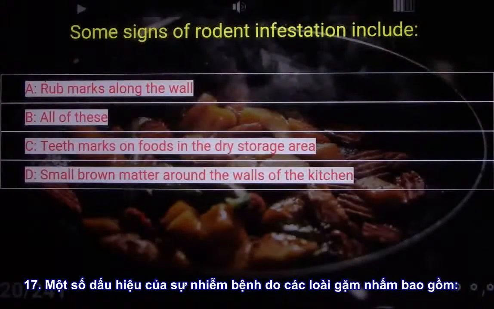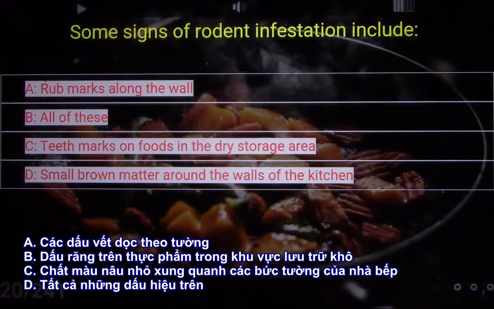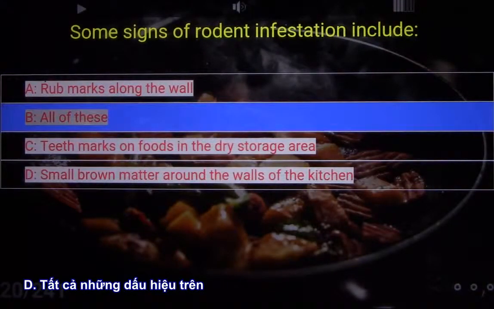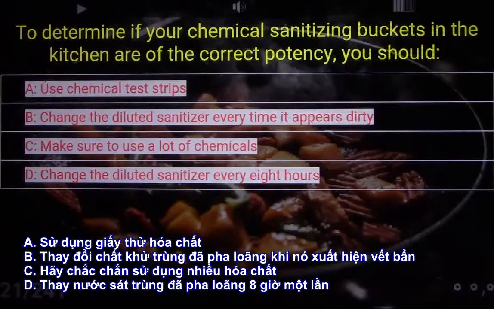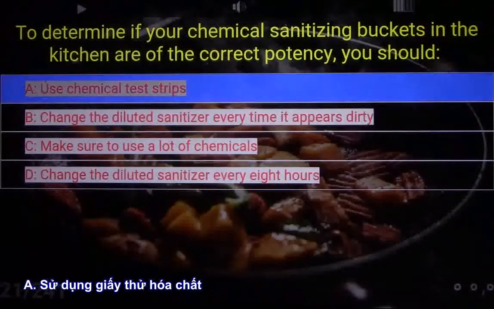Some signs of rodent infestation include B. All of these. To determine if your chemical sanitizing buckets in the kitchen are of the correct potency, you should A. Use chemical test strips.